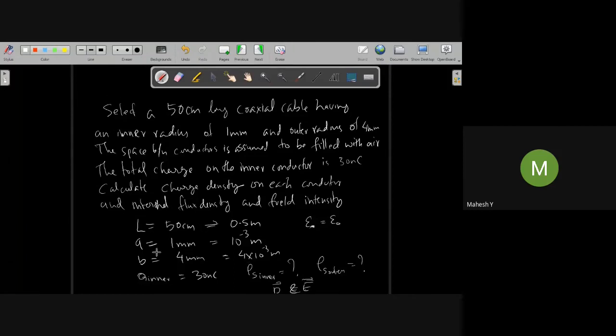L is equal to 50, A equal to 10 raised to minus 3, B equal to 4 into 10 raised to minus 3, Q inner is 30. So we'll solve. First, we have to find rho S inner. Once you find the value of rho S inner, you can easily calculate the rho S outer. So what is rho S inner? Rho S inner is Q inner by 2 pi AL, right?